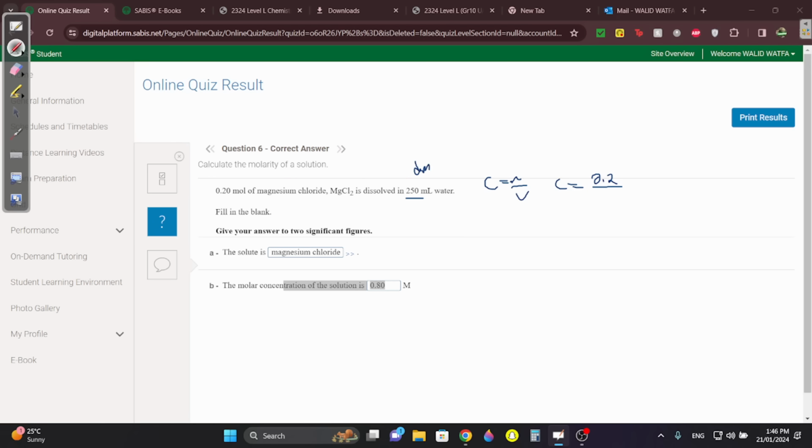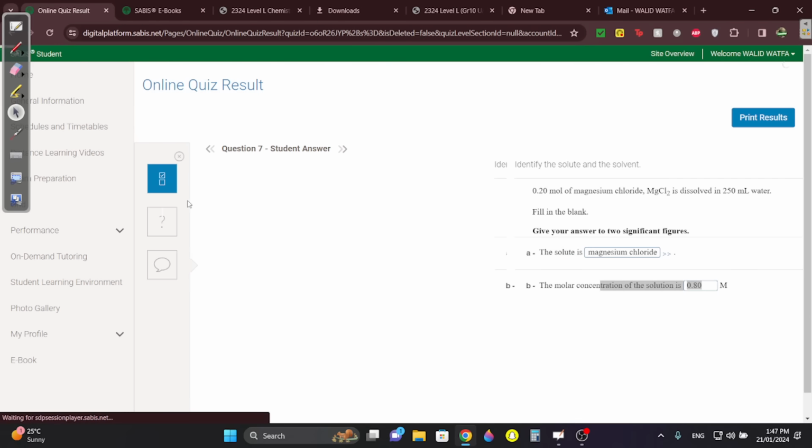It has to be in dm cube, so we have to divide by 1000. It will be 0.25. So 0.2 divided by 0.25, you'll get 0.8. They want two significant figures, so 0.80 M, big capital M. Make sure to include the unit when you're solving in the written. The unit of concentration is big M.